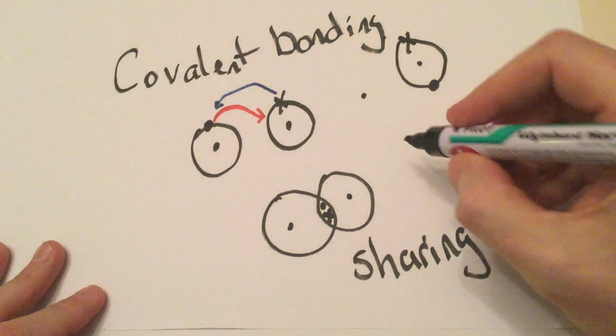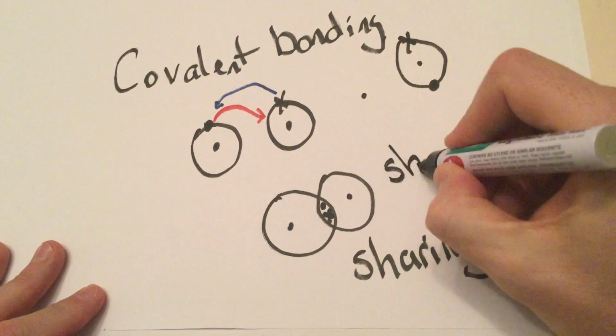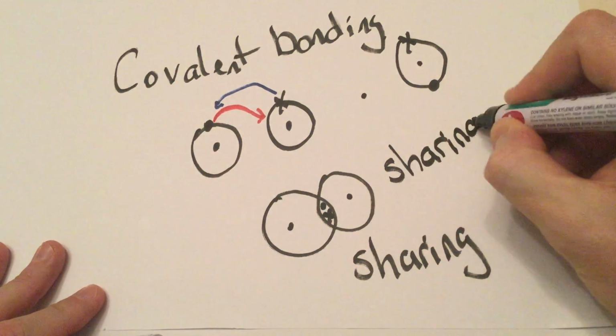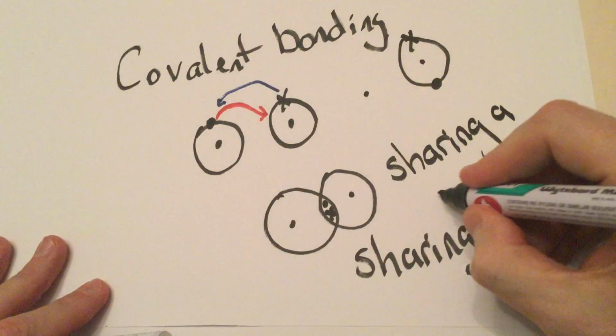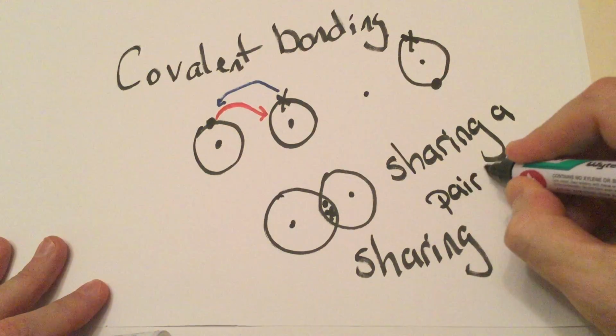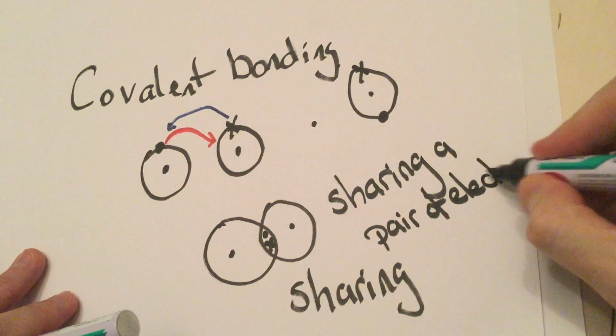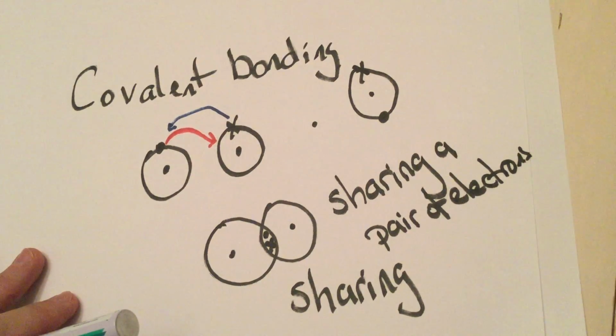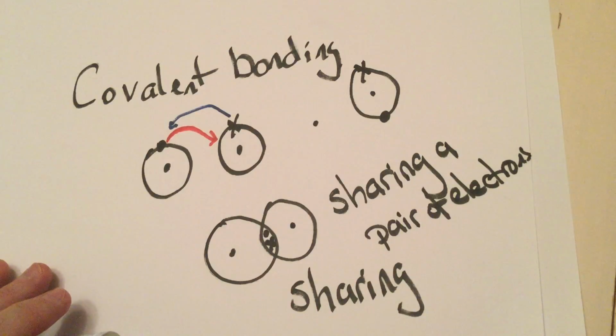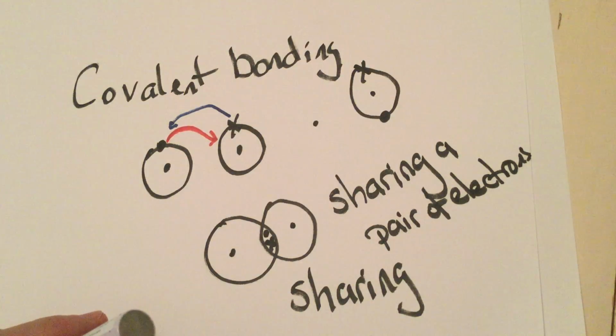And a covalent bond is described as sharing a pair of, going to run off the edge of the page here, electrons. Okay, so this is sharing a pair of electrons, and that's a covalent bond that has been formed.